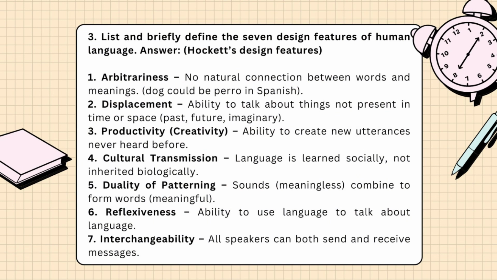5. Duality. Language operates on 2 levels, sounds and meanings. 6. Reflexivity. We can use language to talk about language itself. 7. Interchangeability. We can both send and receive messages. Example, saying tomorrow I will travel to Mars shows displacement.